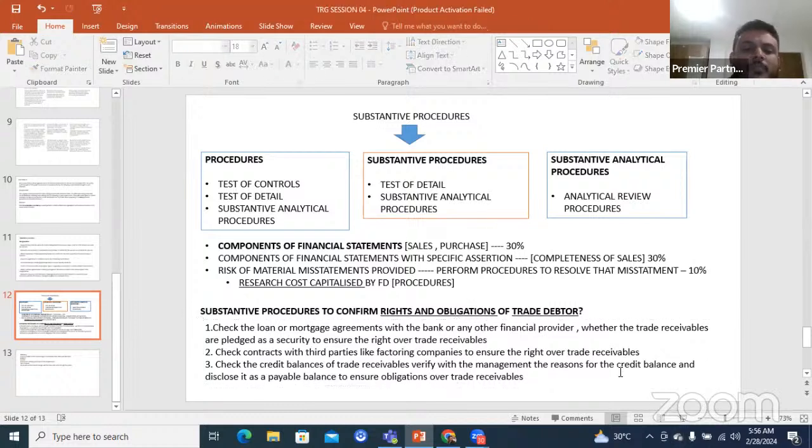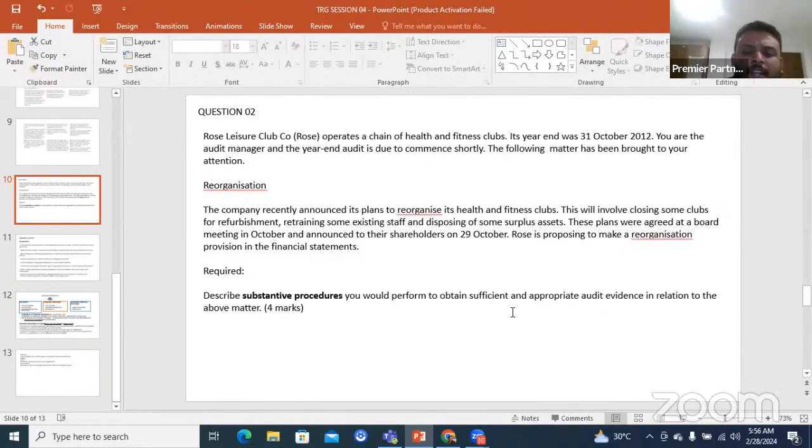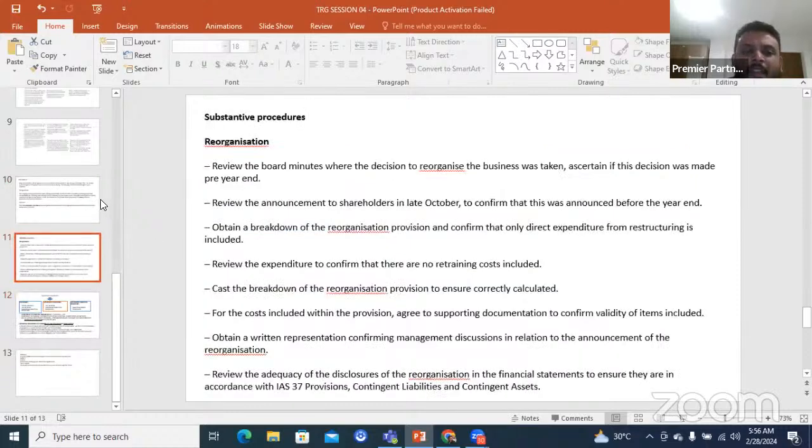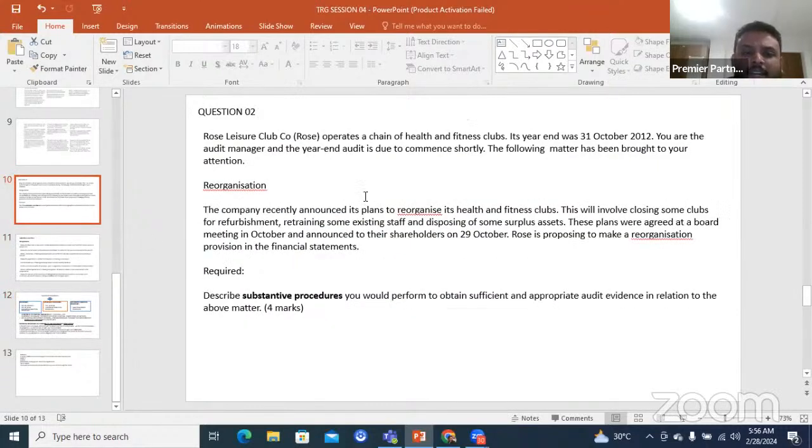All three primarily focused on rights and obligation. Understood. Now you all understood, students, how to approach substantive procedures. And if I show here one question I gave, substantive procedures over evidence related to, see here. This is the standard question, because I want to emphasize the third one also. See here, what is the question? They gave a problem. This is not a financial statement element.